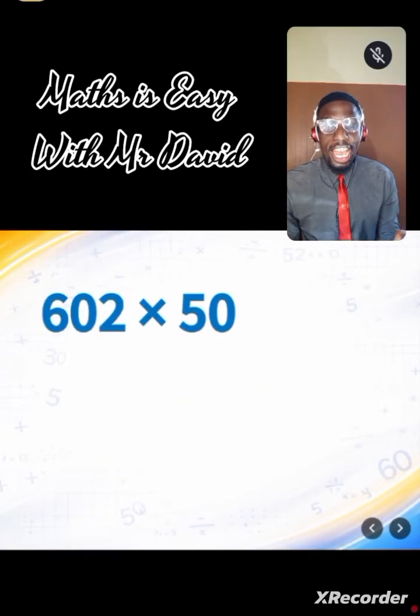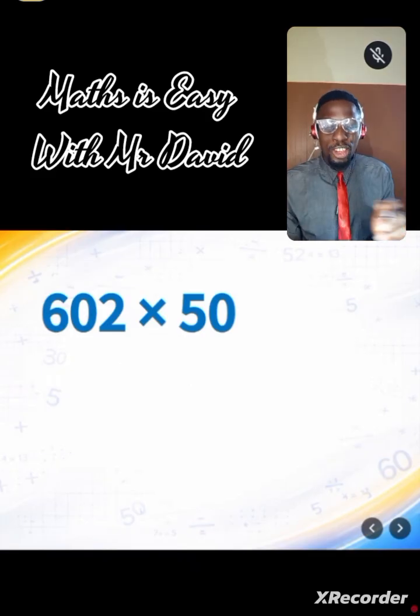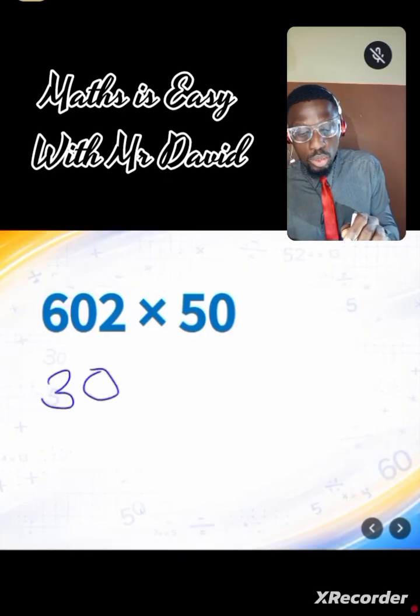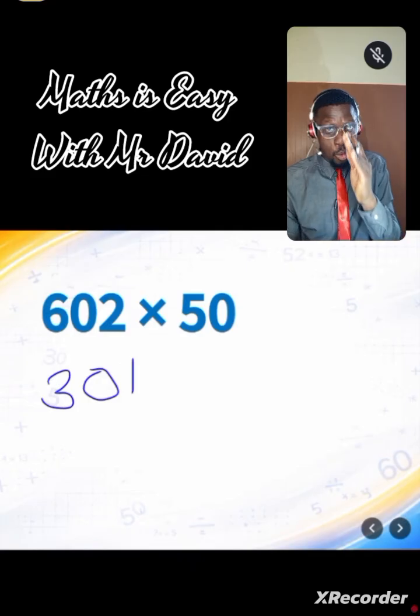Another example, which is this, 602 multiplied by 50. So how do we go about it? The same thing too. 602 multiplied by 50, I'll have to divide 602 by what? By 2. So if I do that, 6 divided by 2 is 3. 0 divided by 2 is 0. 2 divided by 2 is 1. Now, what I'm doing is what we call division by part. I'm taking them one after another.